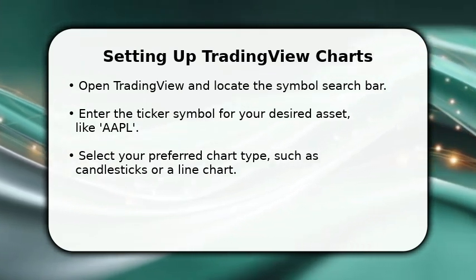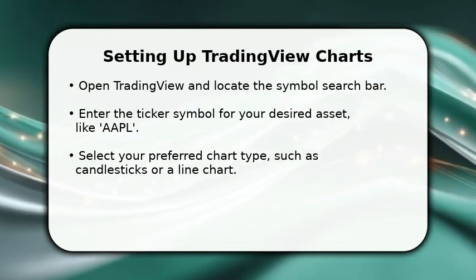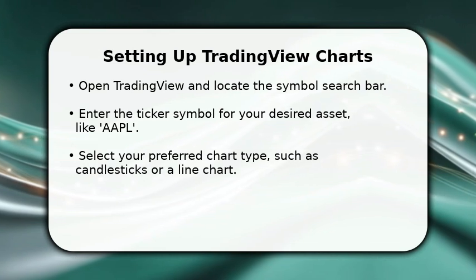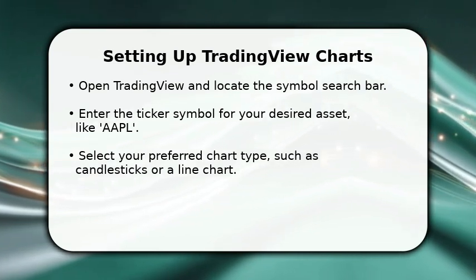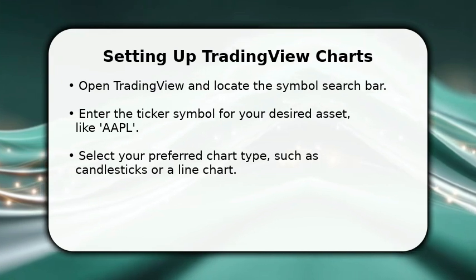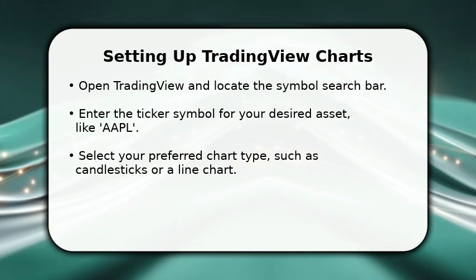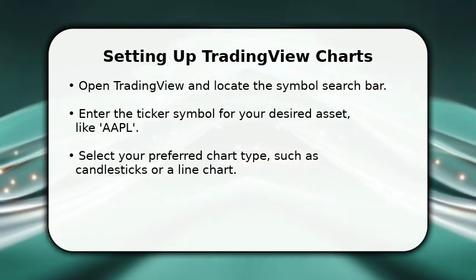To begin customizing, locate the symbol search bar at the top left of the interface. Type in the ticker symbol for the asset you wish to analyze, like Apple for Apple stock, and press Enter. The chart will then update to display your selected asset's price data. Next, choose your chart type from the toolbar, perhaps candlesticks for detailed price action.